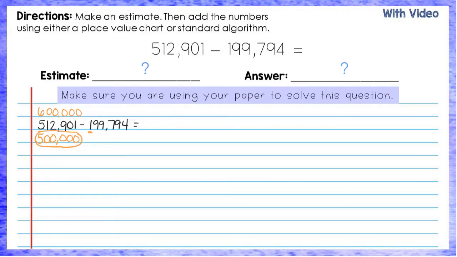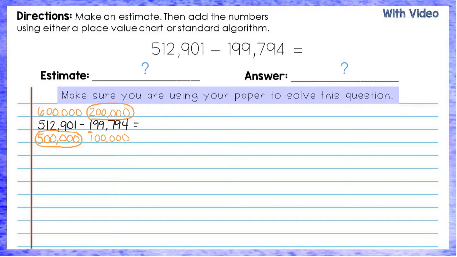Now, 199,794 will either round down to 100,000 or up to 200,000. I want you to think, is 199 closer to 100 or is it closer to 200? It's closer to 200 because 200 is the next number after 199.